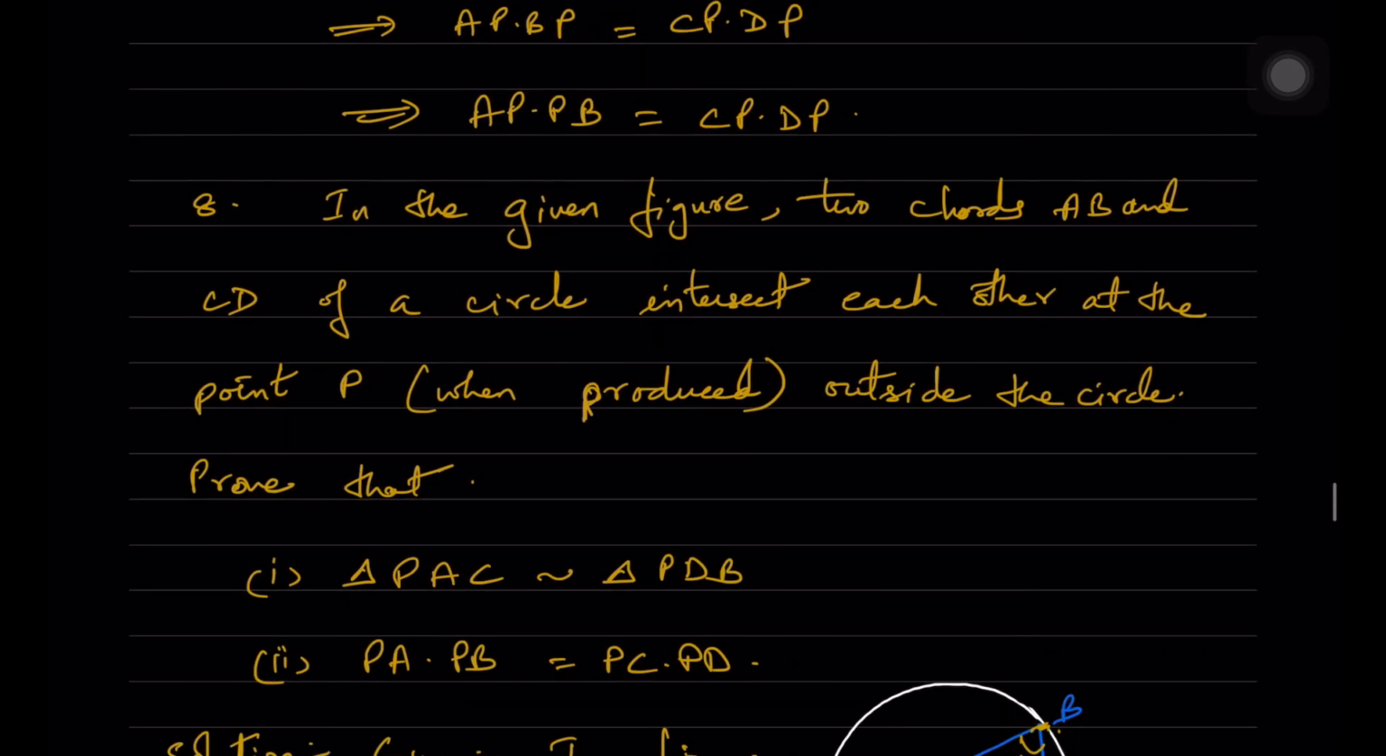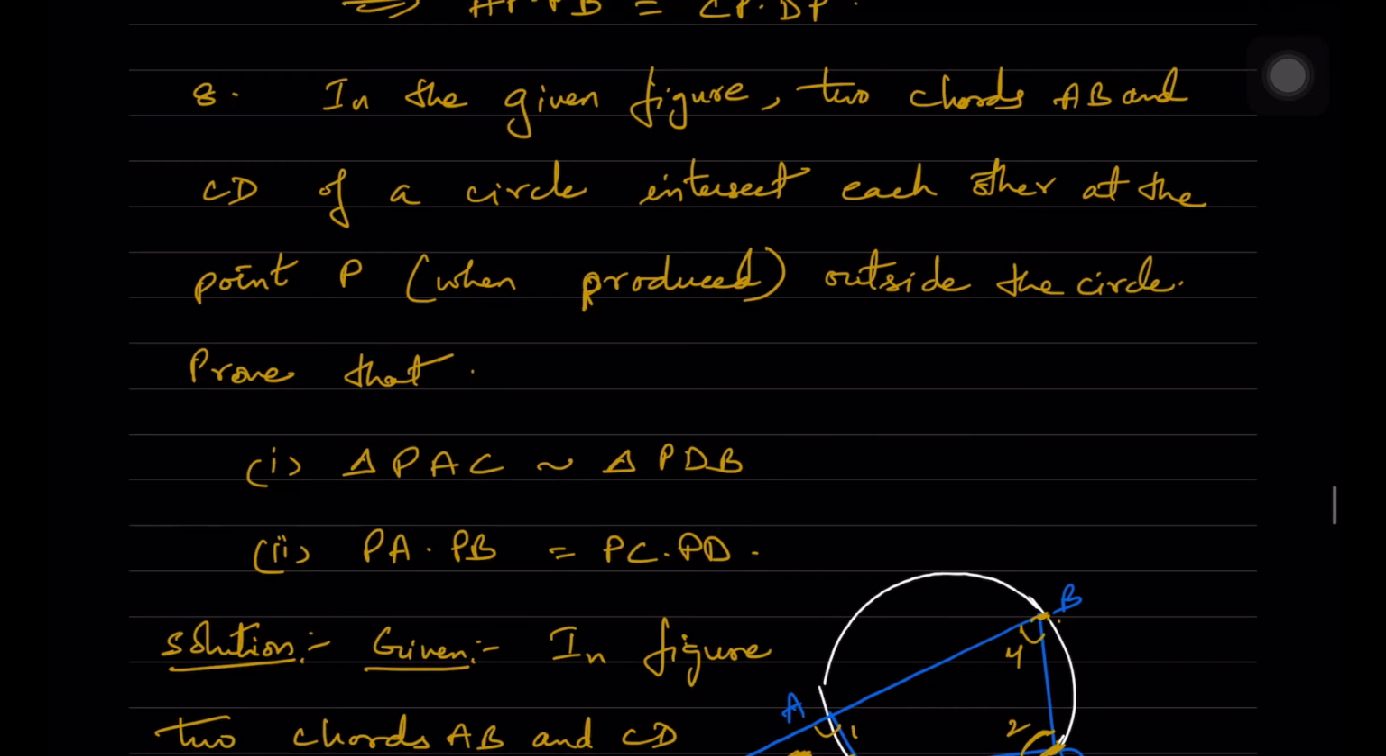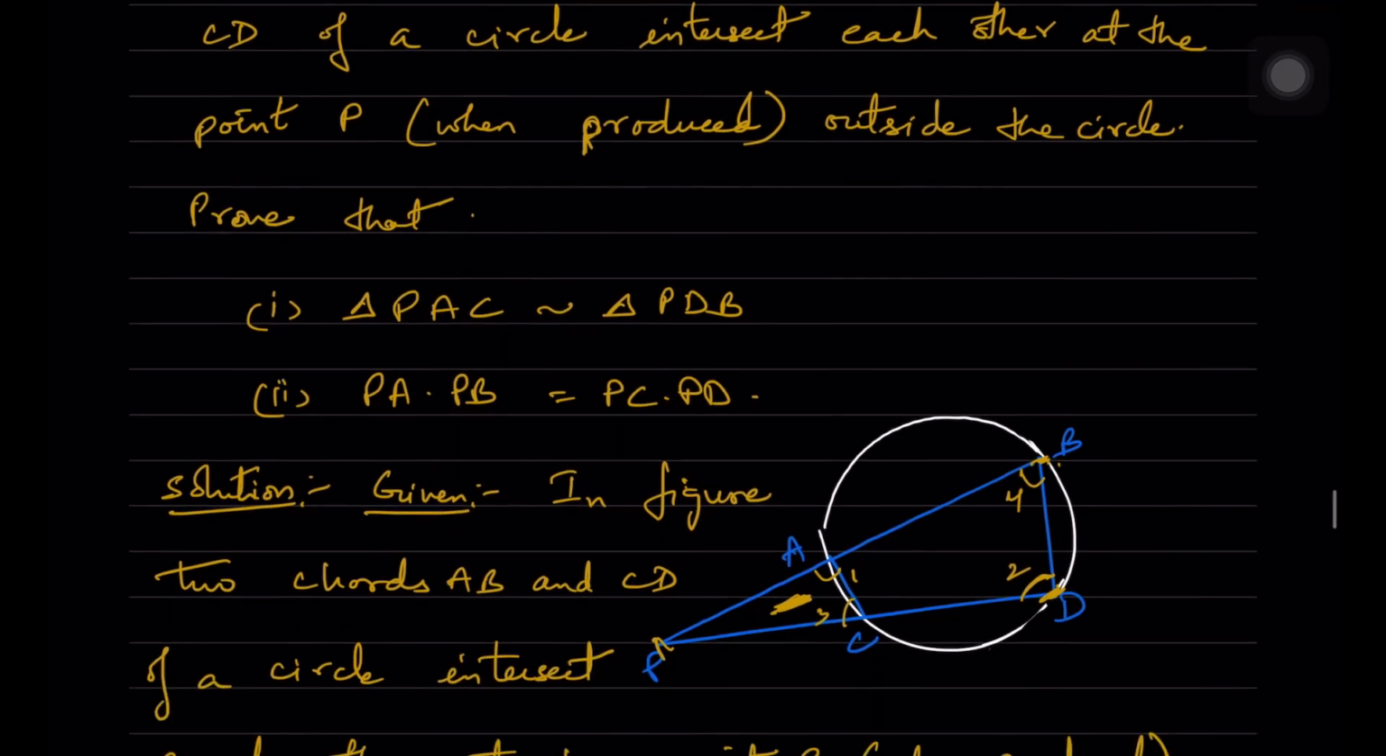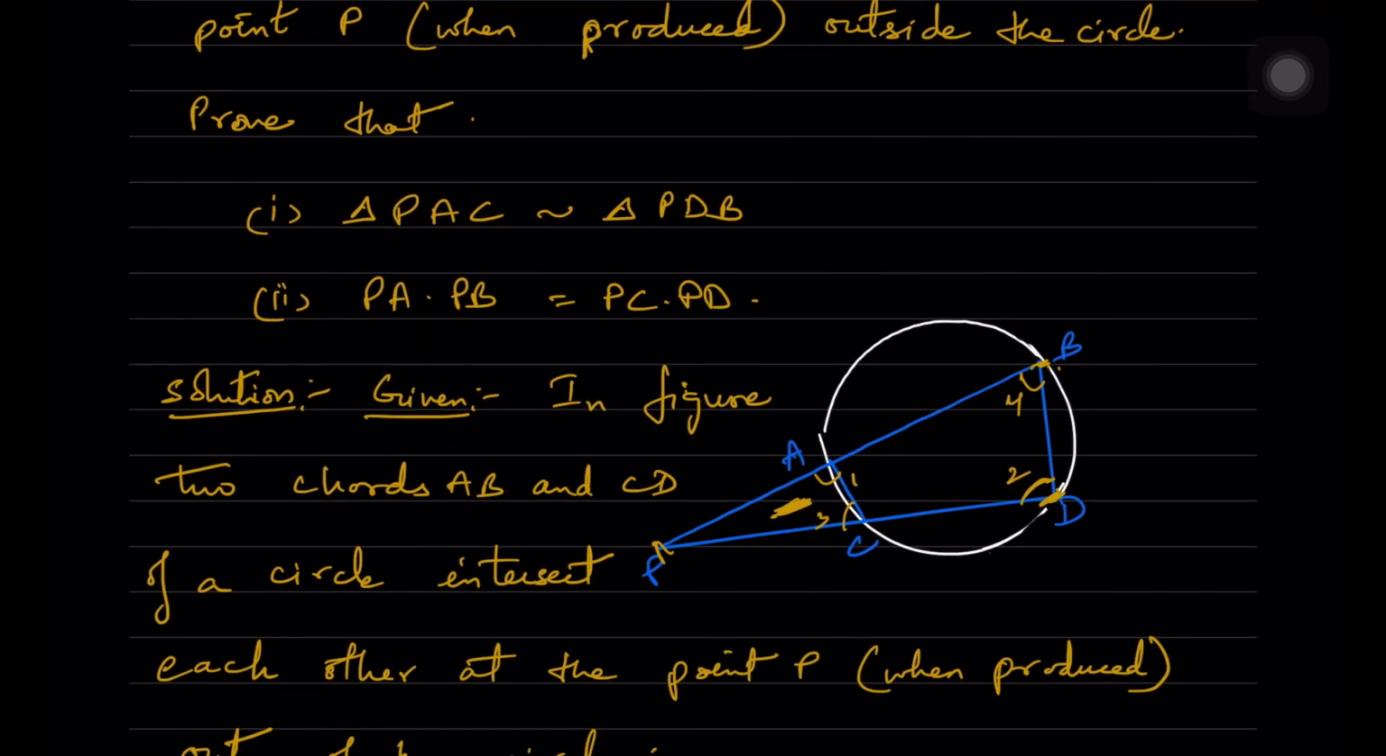Now going into the eighth one. In the given figure, two chords AB and CD of a circle intersect each other at a point P. So these two are the chords AB and CD. When they are extended, they intersect each other at a point P when produced outside the circle. We have to prove that triangle PAC is similar to triangle PDB, the smaller one and the bigger one. And we also have to prove that PA into PB is equal to PC into PD.